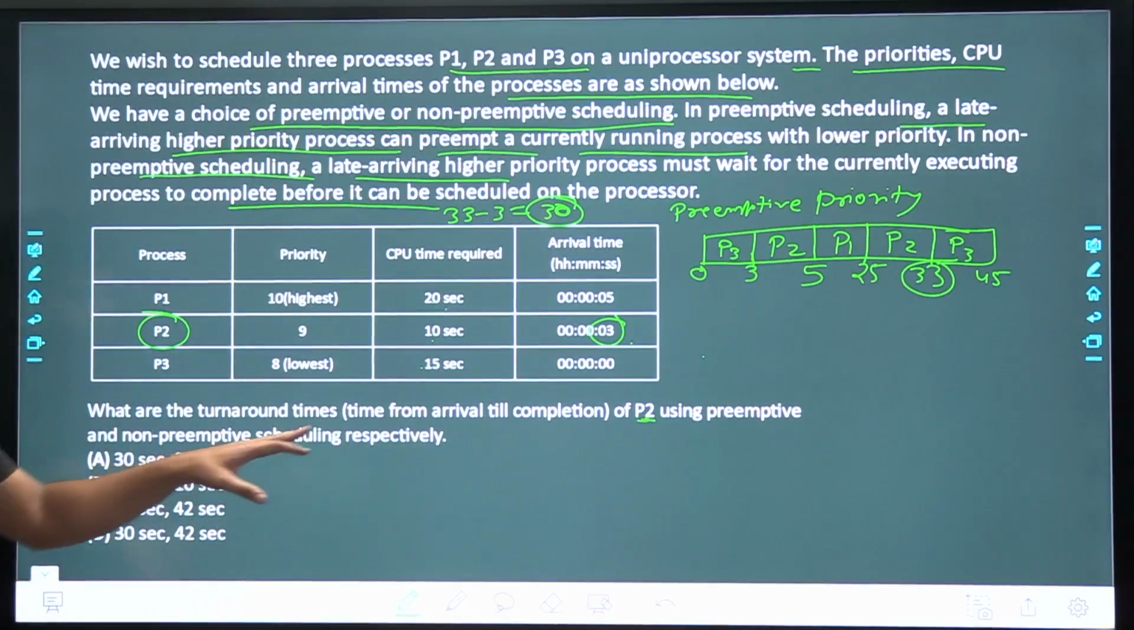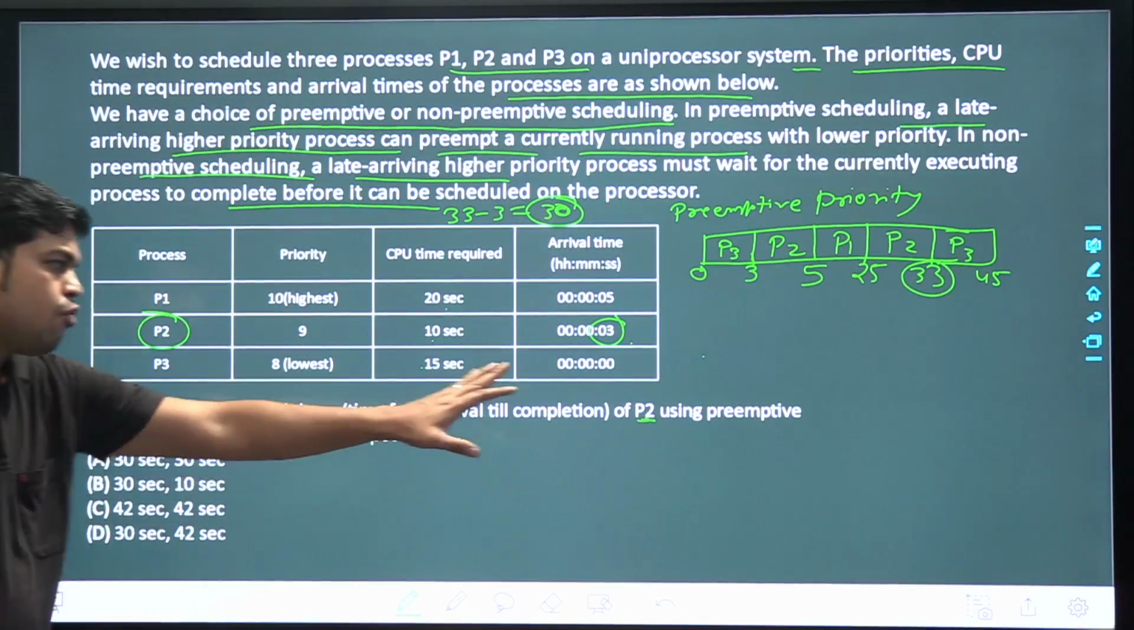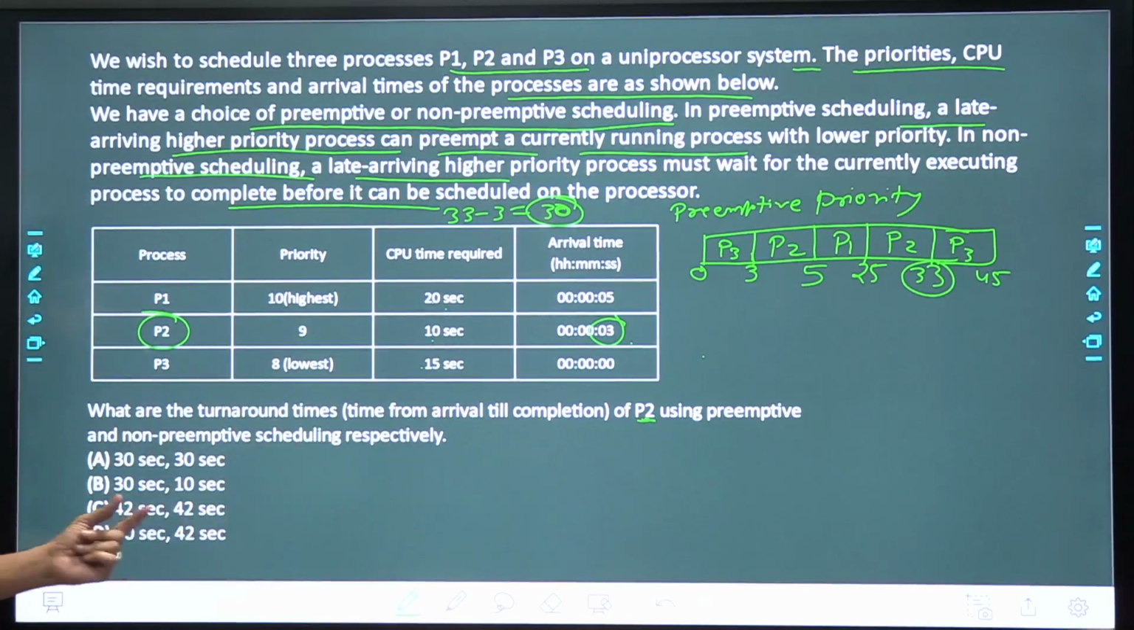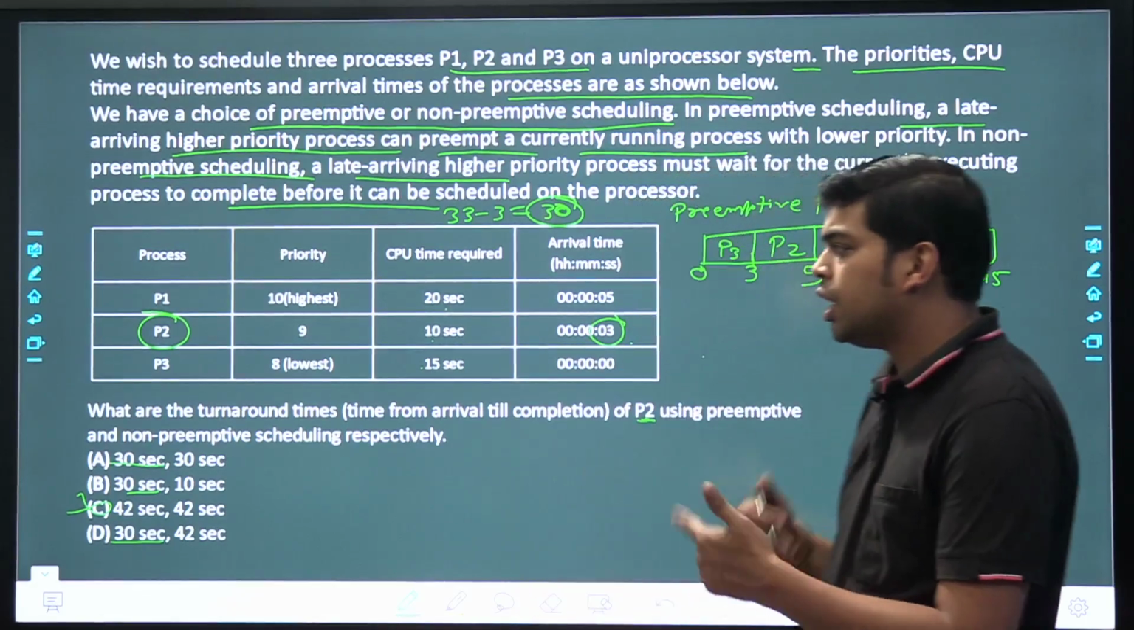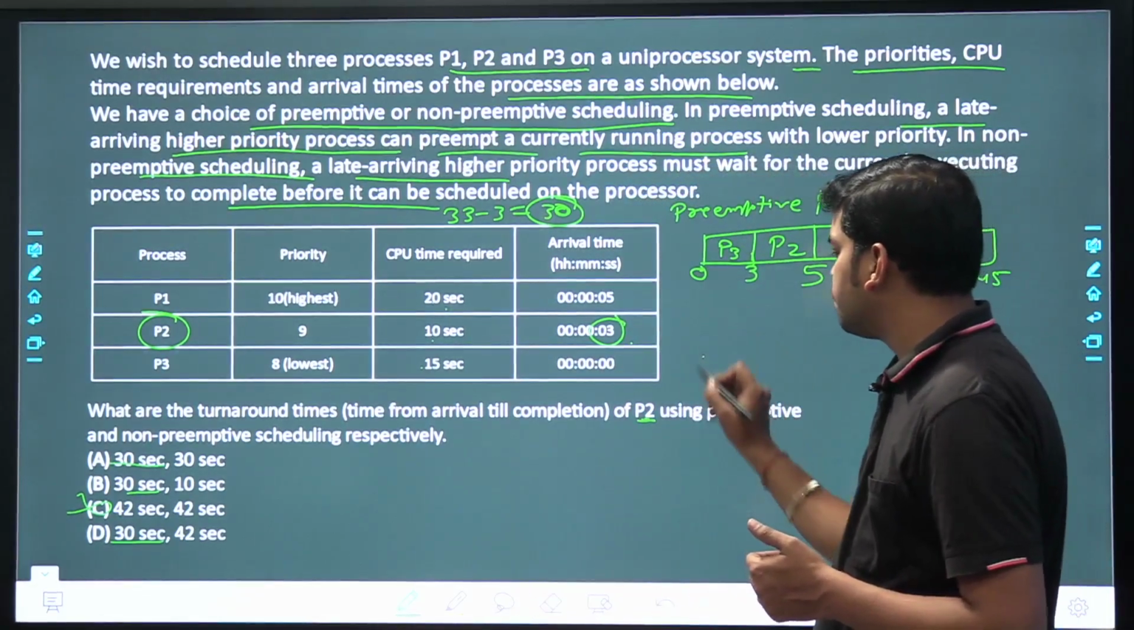So the question is the turnaround time of P2 using preemptive and non-preemptive. So the first answer is using preemptive. So 30 seconds is mentioned in the first option, the last option, and the second option also. So we can say that out of A, B, D any one is correct, C is not correct because turnaround time of P2 using preemptive is 30. Now we need to check for non-preemptive also.